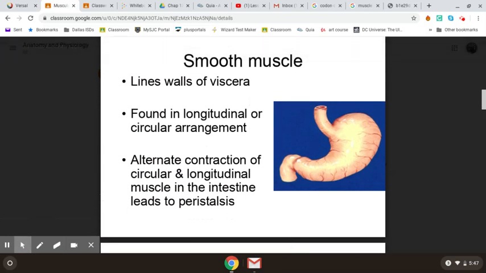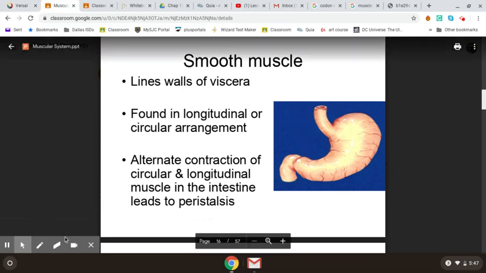They line the wall of the viscera. Okay, the viscera is the surface of our digestive organs, our hollow organs. So this entire inner surface and outer surface of this stomach is going to be smooth muscle.